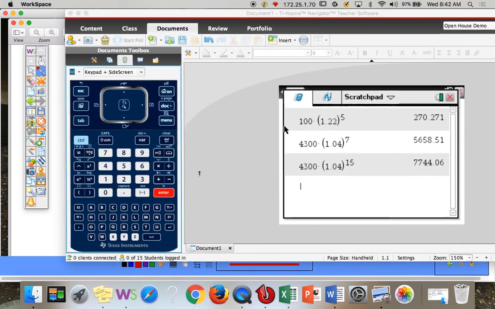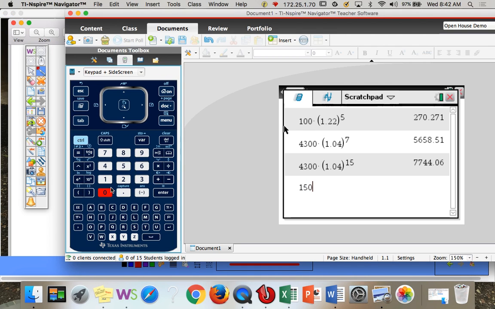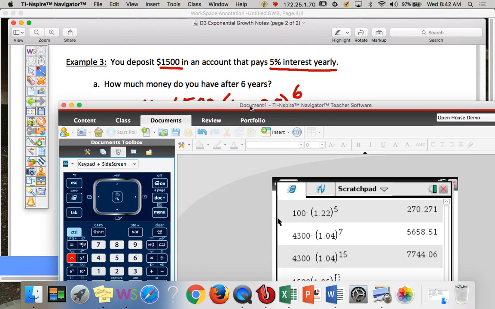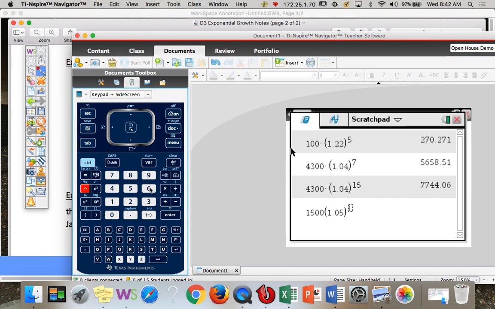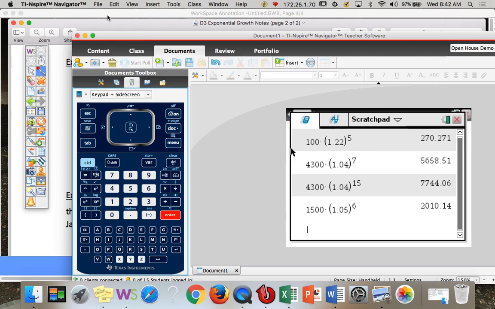You can type that in. So 1,500 times 1.05, for 6 years, I believe it was. Let me double check. Yep, for 6 years. And if you kept that money in there and didn't put any more in, or didn't take any out, you'd have $2,010.14.